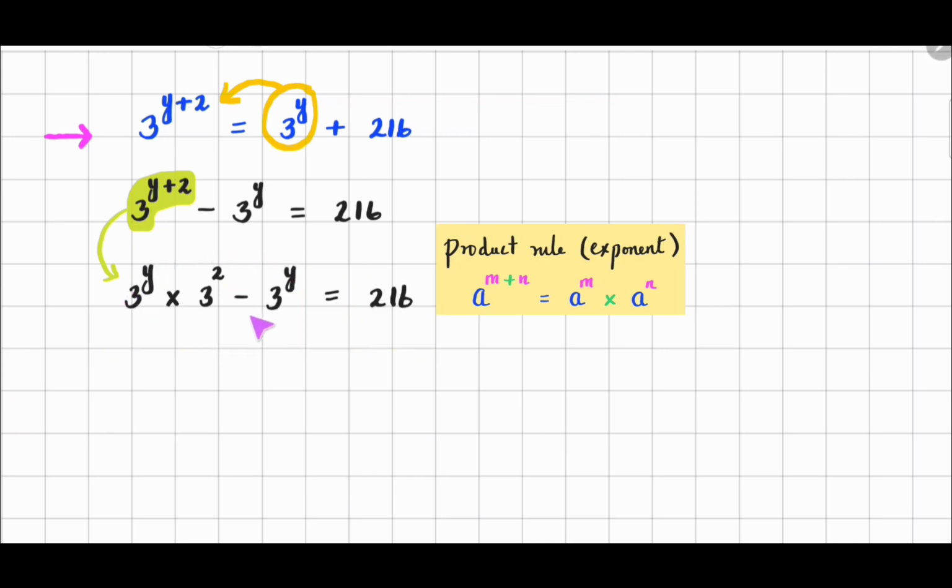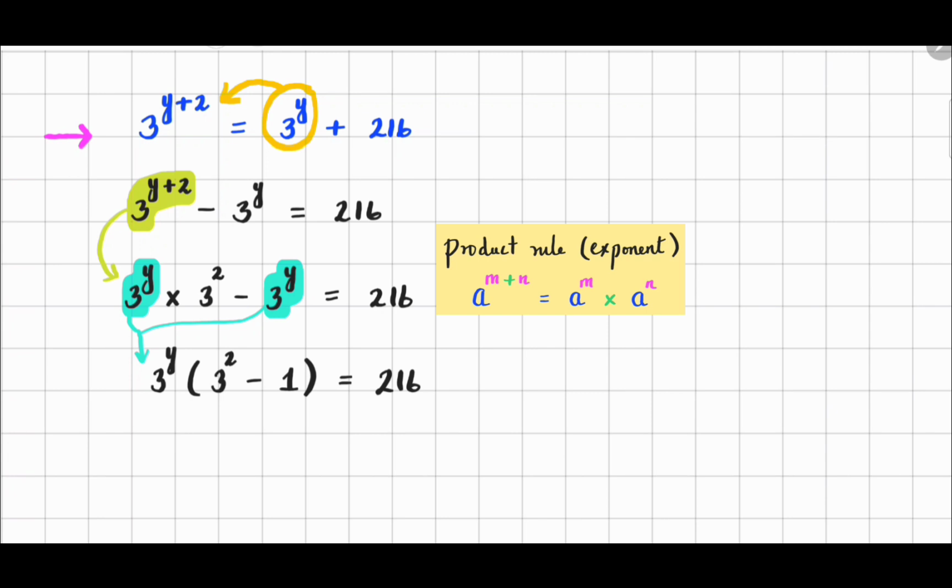Now on the left hand side, we have 3 to the power y in common. So we can factor one of them out. We get 3 to the power y times 3 squared minus 1, which equals 216.